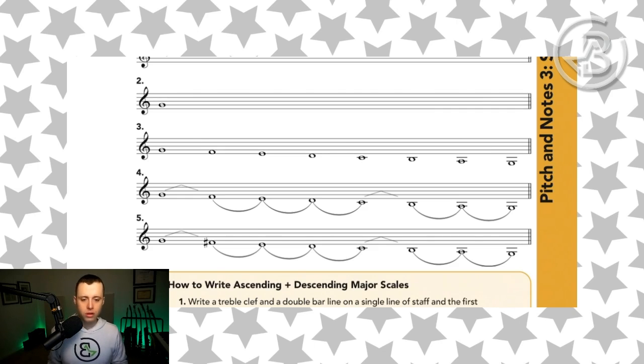Step number four, you add your whole and your half step swoops and little hats in to make sure that you know where you are. Now, here's the thing, because you're descending, the order of whole and half steps is reversed. So you're actually going to write from right to left, but I'll walk you through that in the next lesson.